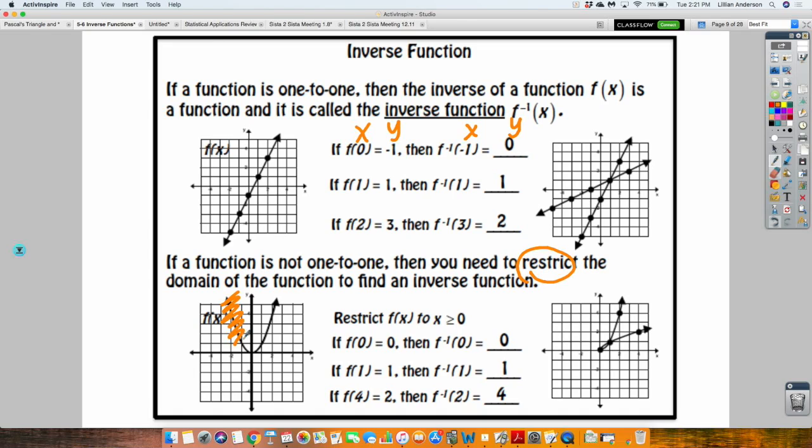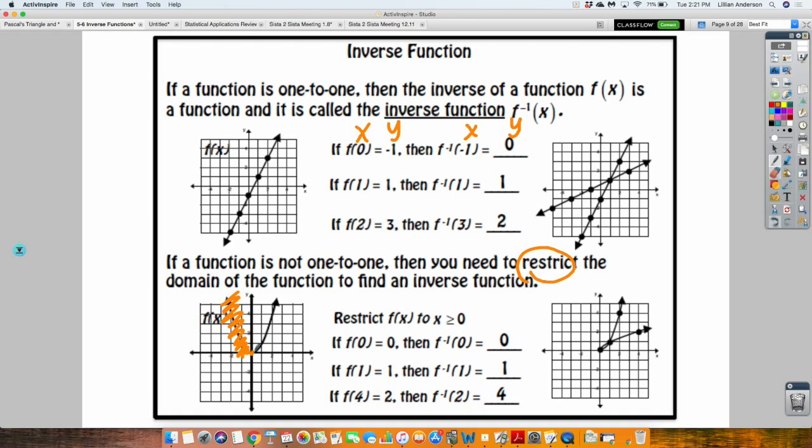So if I restrict x squared to where it's just the x values that are greater than 0, that means I'm starting here and I'm only looking at one side of it. Before, I wouldn't have had an inverse because it didn't pass the horizontal line test. But now, if I take away the whole left side, does it pass the horizontal line test? Yes, it does. So then from there, I can find an inverse function. Okay?